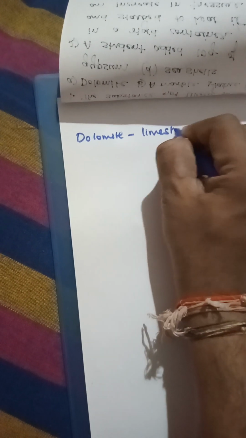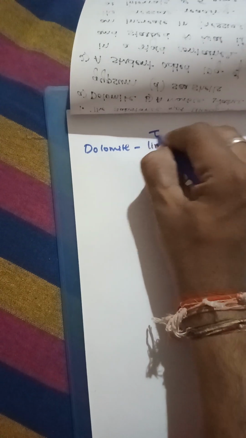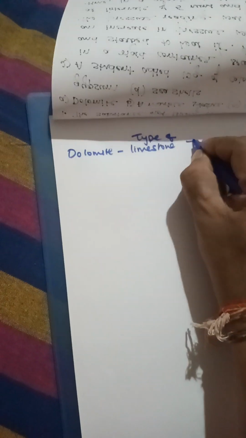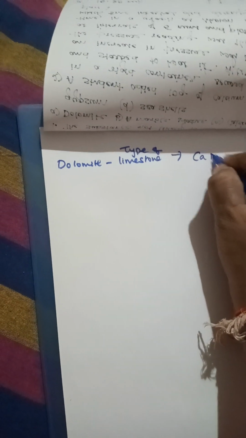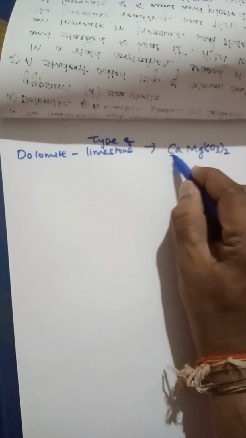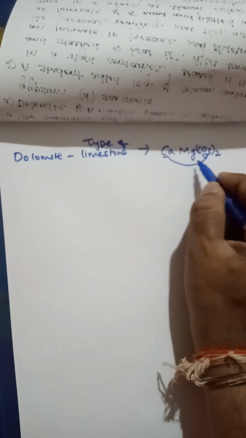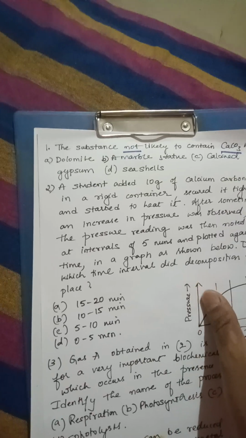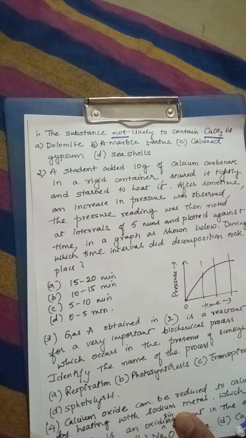Dolomite is a type of limestone. Its formula is CaMg(CO3)2. As you can see, there is presence of calcium carbonate here, but we want to choose a substance which does not have calcium carbonate. So therefore, dolomite will not be the correct option.